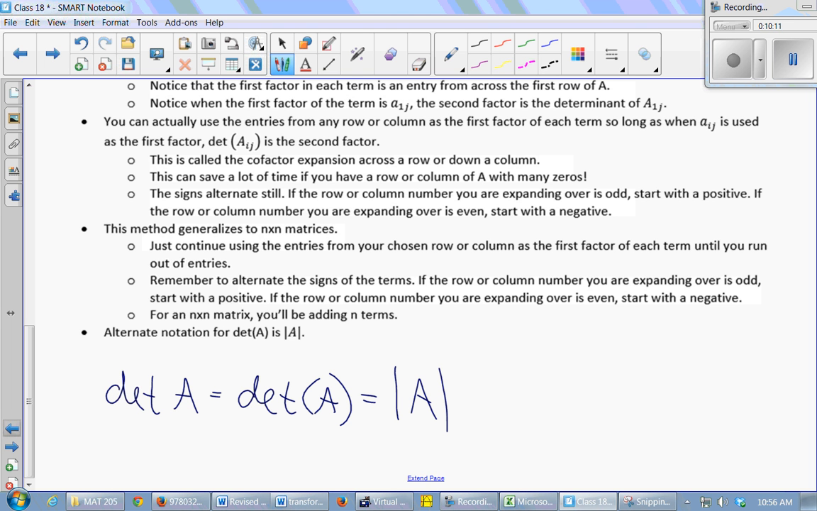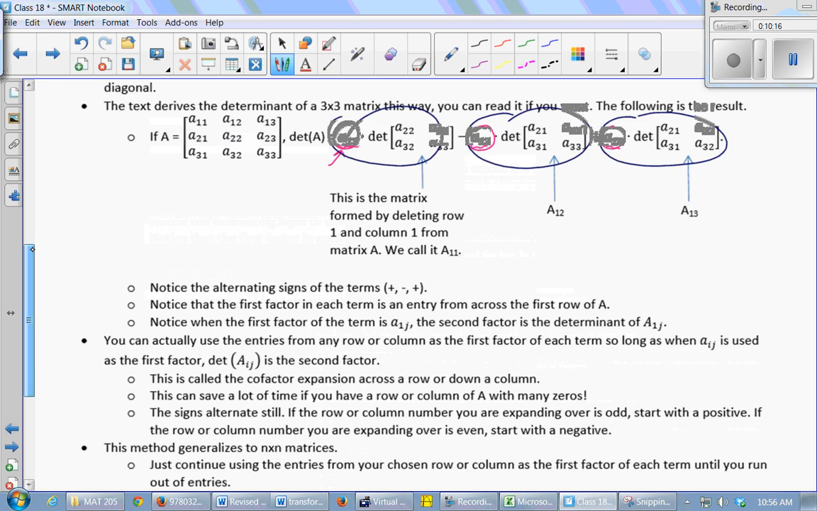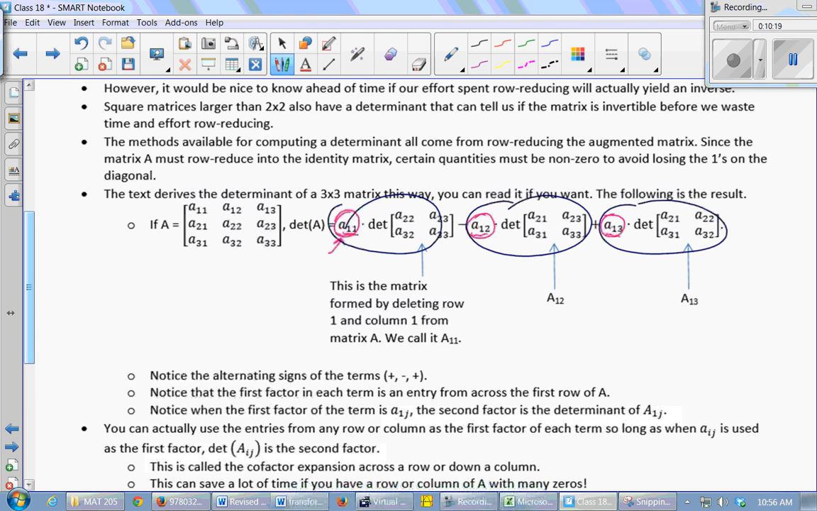No, you start with a positive or negative based on which row or column you're expanding over. So in this example, I expanded over row 1. Those were the coefficients I used here. Row 1 is odd, so I started with a positive. If I had expanded over column 2, if I had used those as my coefficients, I would have started with a negative because 2 is even.